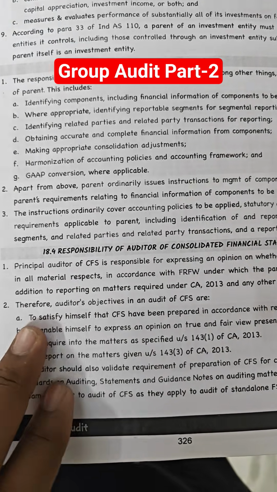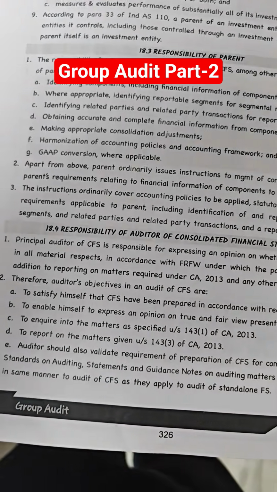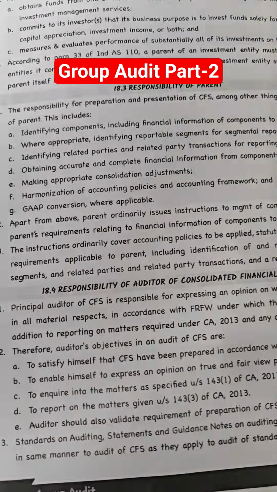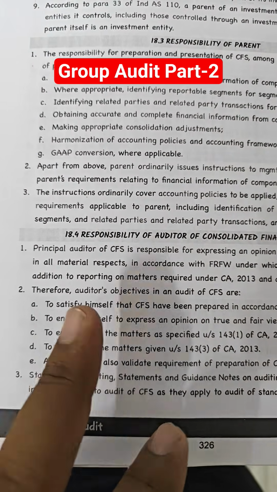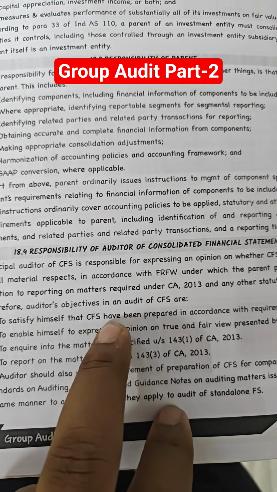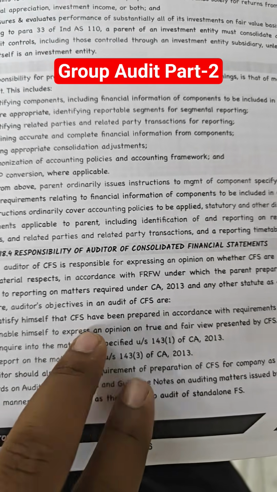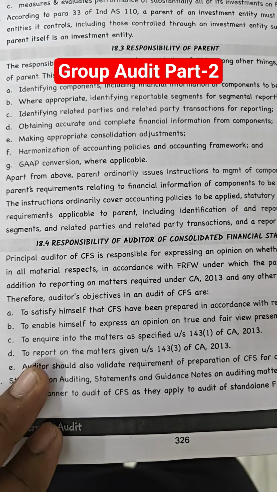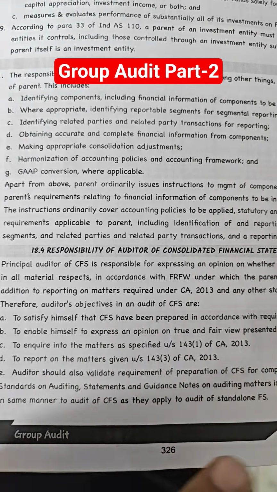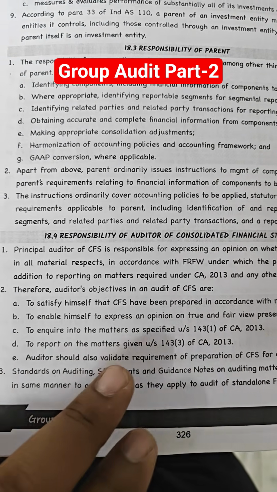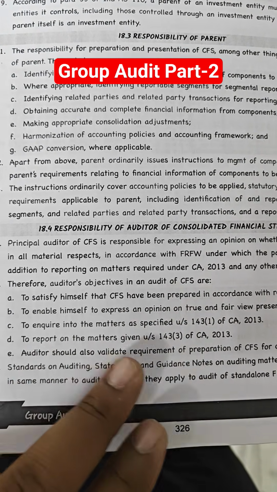Okay. And here the auditor's objective is nothing but, whenever we study any standard, we should identify the objective, purpose, and scope. What is the objective? The objective is to satisfy himself that the financial statements are prepared in accordance with the applicable financial reporting framework and to express an opinion on the financial statements, true and fair view, and matters contained in 143, auditor reporting, and the next one, matters in 143.